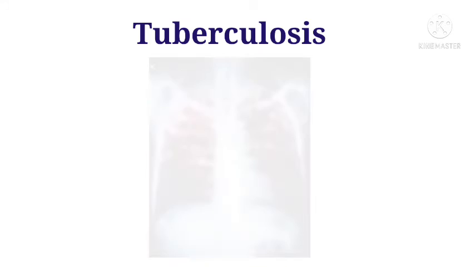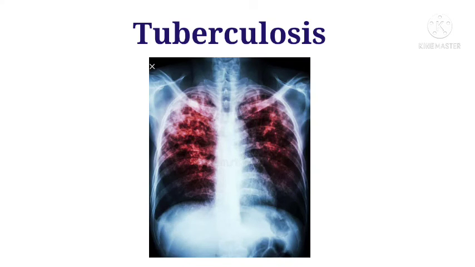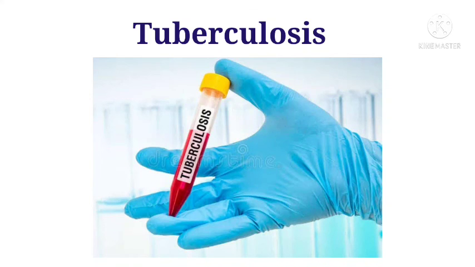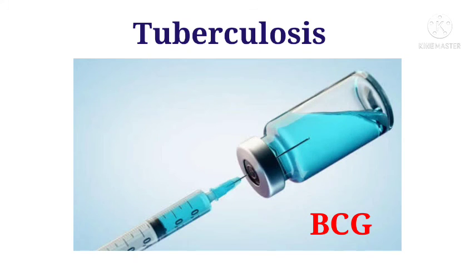Tuberculosis mainly affects our lungs, but it also affects other important organs like the kidney, brain, and also bones, joints, etc. We can take antibiotics as a treatment method, and vaccination is the best preventive method. The name of the vaccine is BCG vaccine.